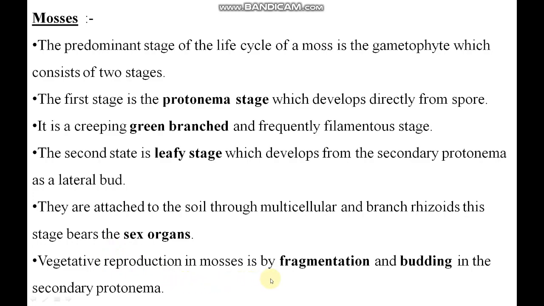Vegetative reproduction in mosses is by fragmentation and budding in the secondary protonema, right? So you are seeing asexual and sexual reproduction here in mosses, while vegetative is by fragmentation or budding in the secondary protonema. These are some important terms, like protonema and gemmae, which will help you in differentiating mosses and liverworts, right? This is also a very important question: differentiate between mosses and liverworts. Then you can give these differences there.